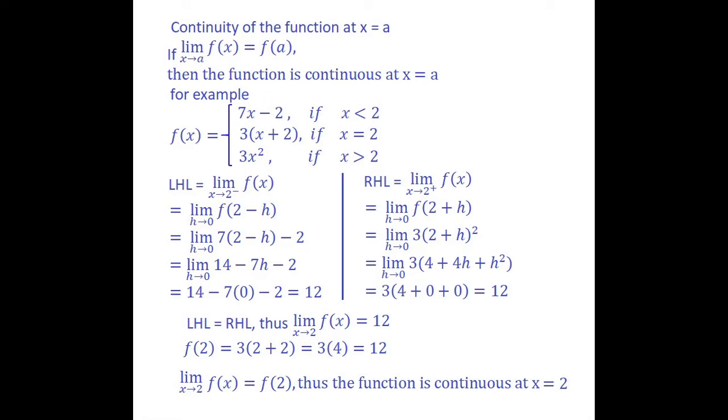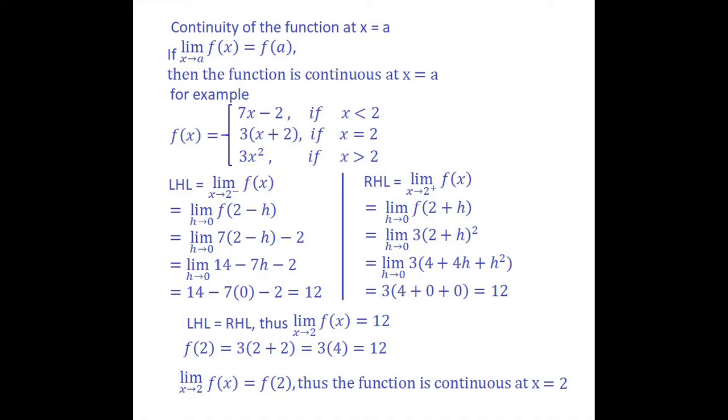Limit x tends to 2 minus f of x is limit h tends to 0 f of 2 minus h. That will be limit h tends to 0, 7 times of 2 minus h minus 2. We are substituting x as 2 minus h in 7x minus 2 because this is where x is lesser than 2, so 2 minus h has to be put in that place. On simplifying, we get 12.